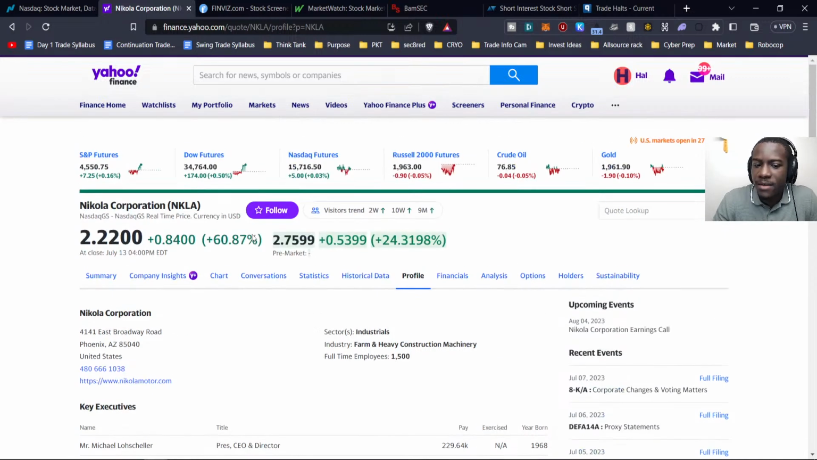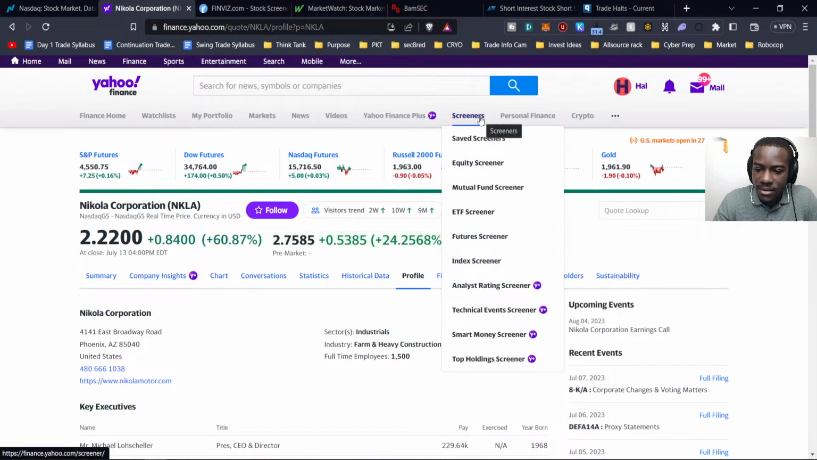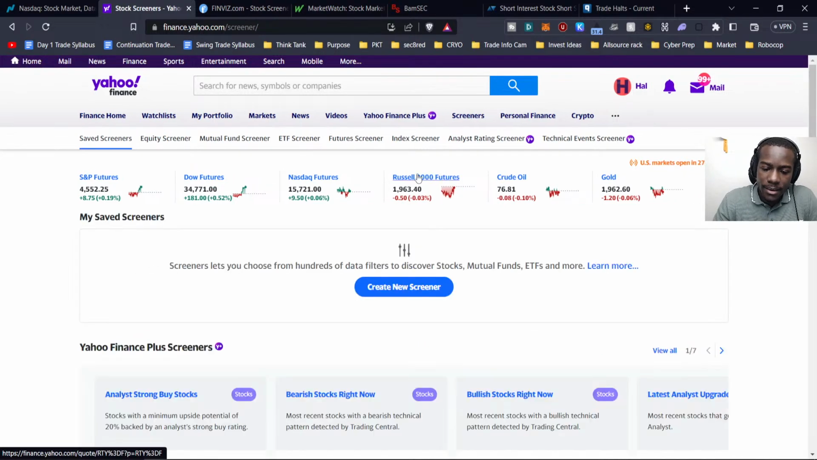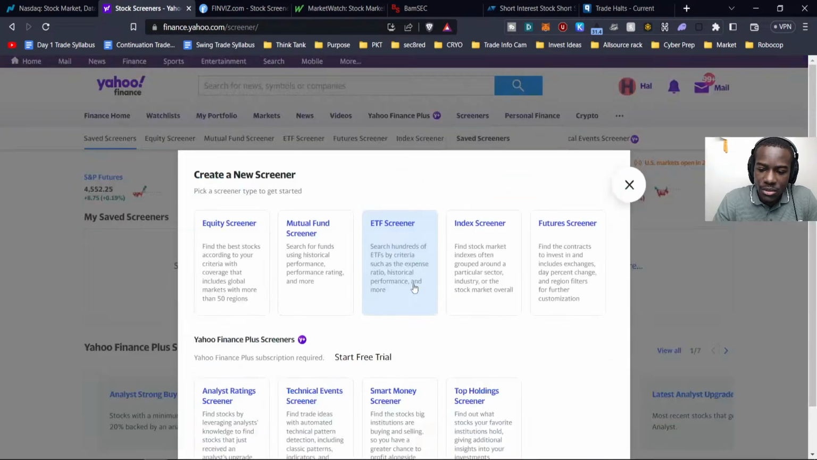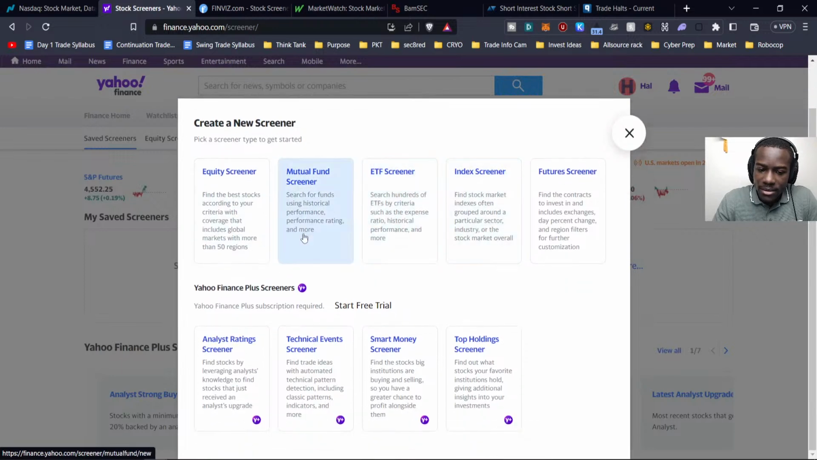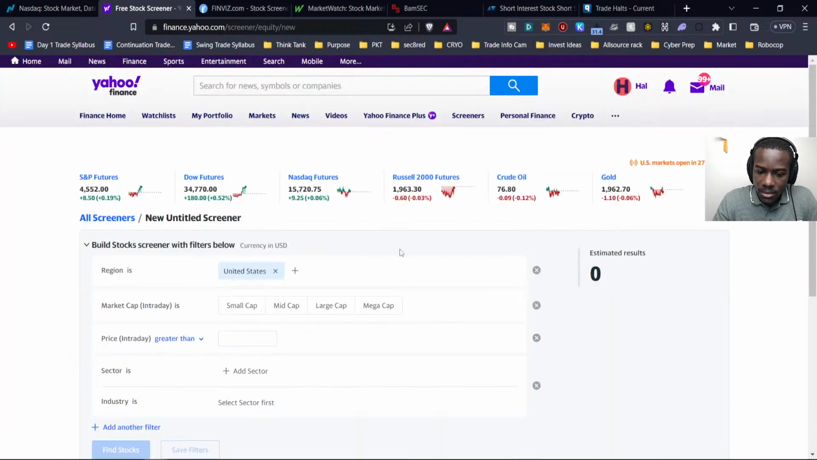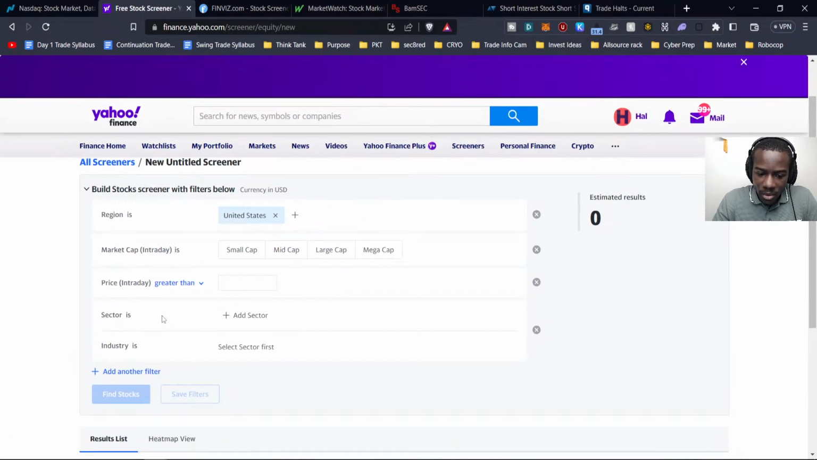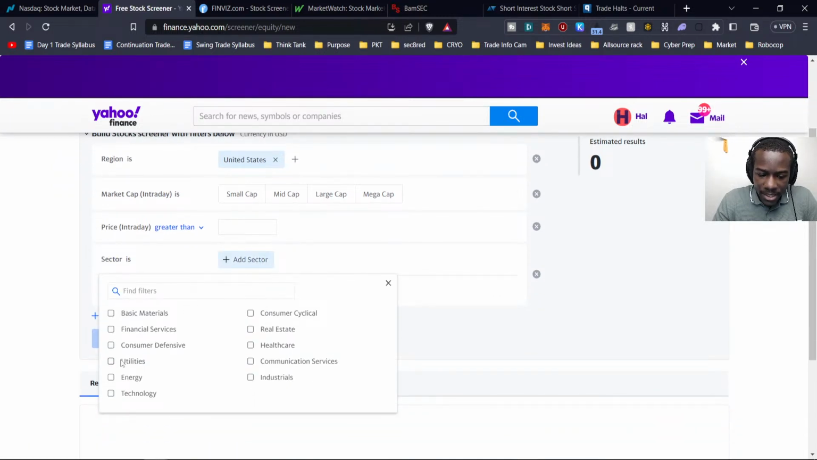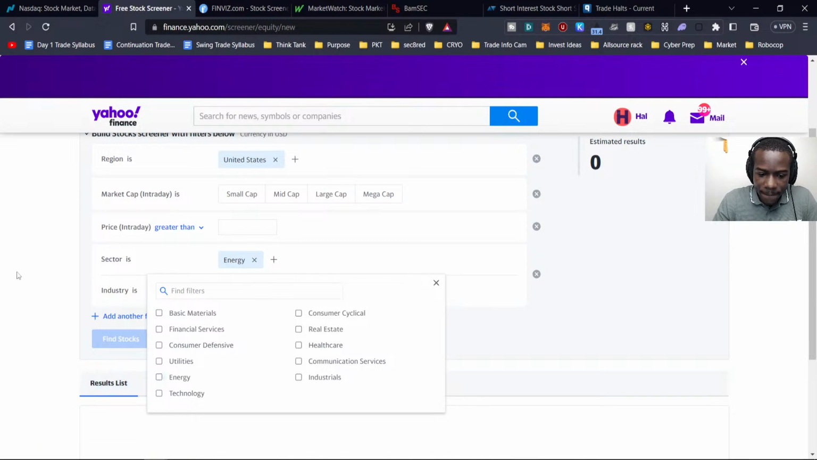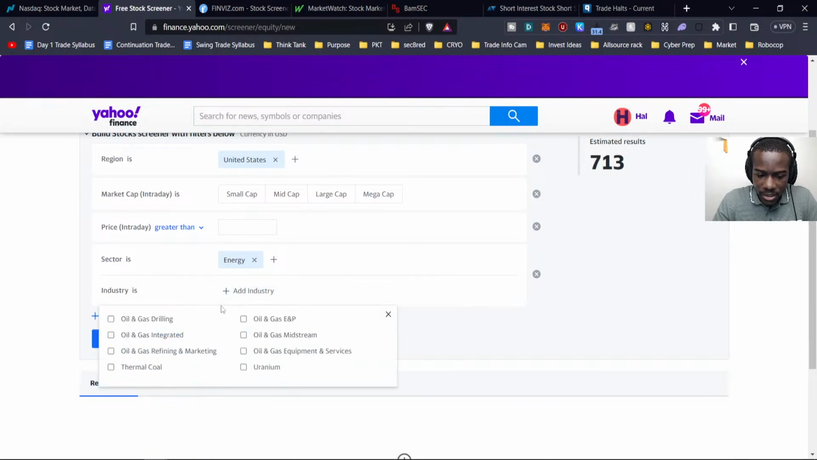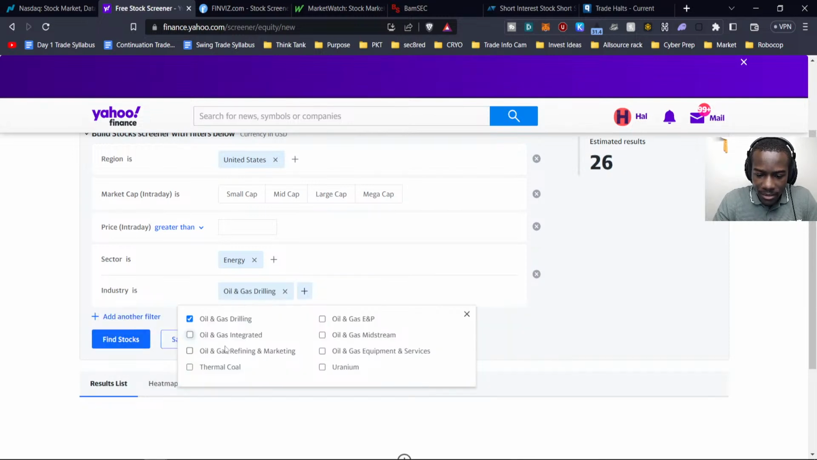So I'll show you. If you come out here to Yahoo Finance and you go to screeners and you come down here to create a new screener, they have all kinds, but we'll go with equity because we're looking for stocks. So click that. And then they have this part, sector and then industry. In the sector part, you can check energy. And then in the industry, you can check whatever type of oil you're looking for. But I'm just going to check all of these because I'm looking for any of them.